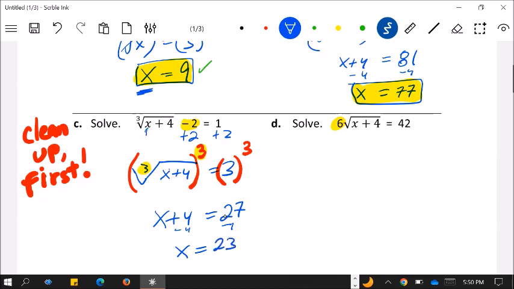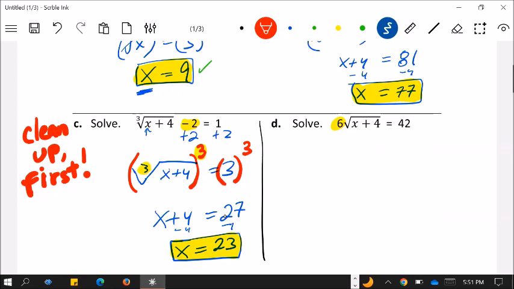And if I put 23 in here for x, plus 4, I get 27. The cube root of 27 is 3. Take away 2 is 1. So that shows or proves that this is the correct answer, the correct solution for this. I have solved it and found what the correct x is. And I'm going to do the same thing over here now.